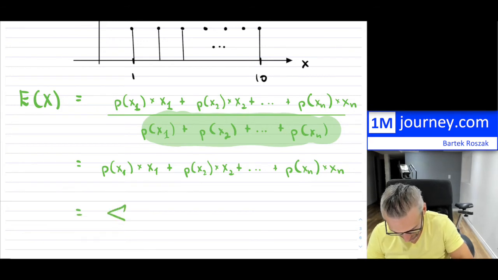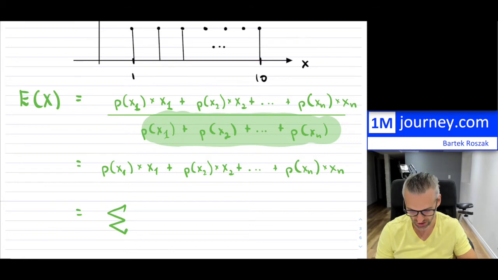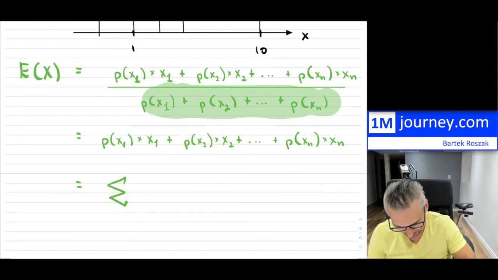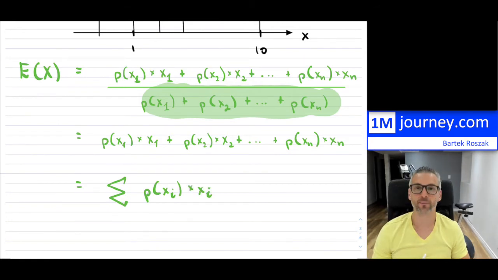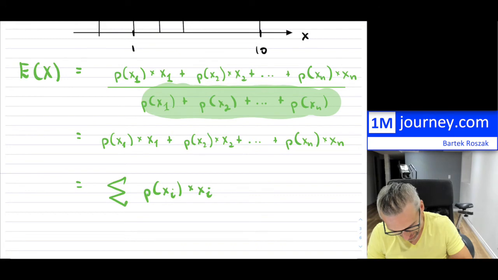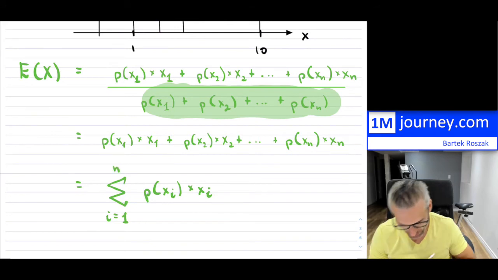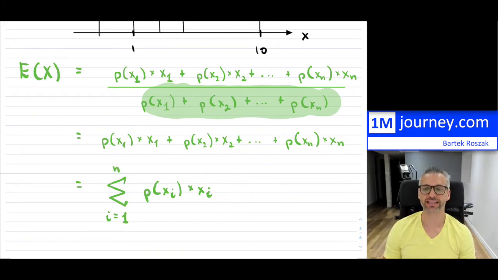So sigma, this is the summation notation of whatever the probability is multiplied by your outcome. And this would be from i equals 1 all the way up to n. So it just simply counts all of them up.